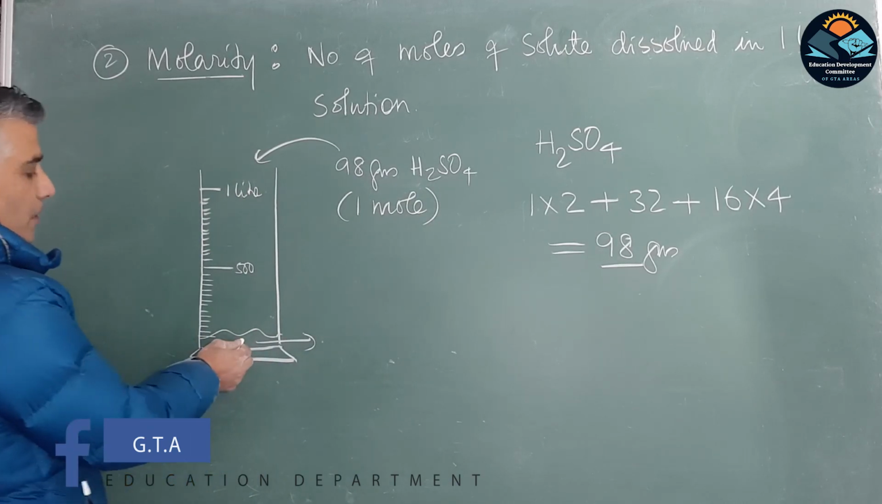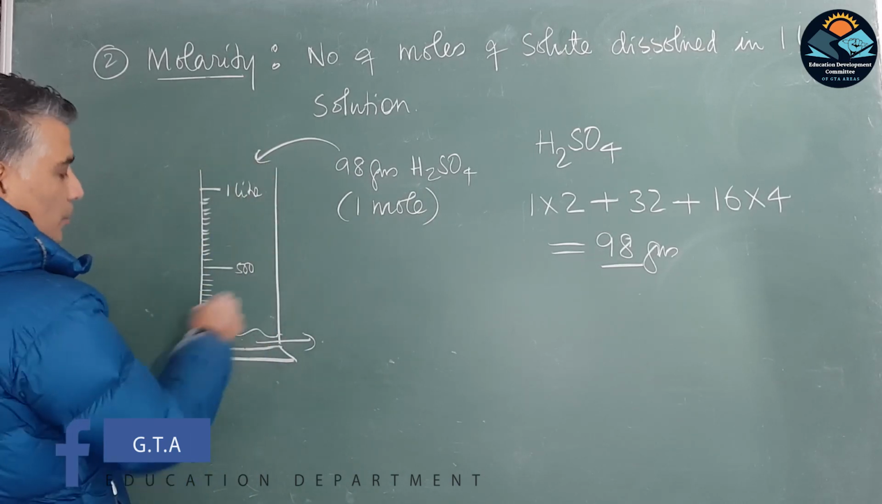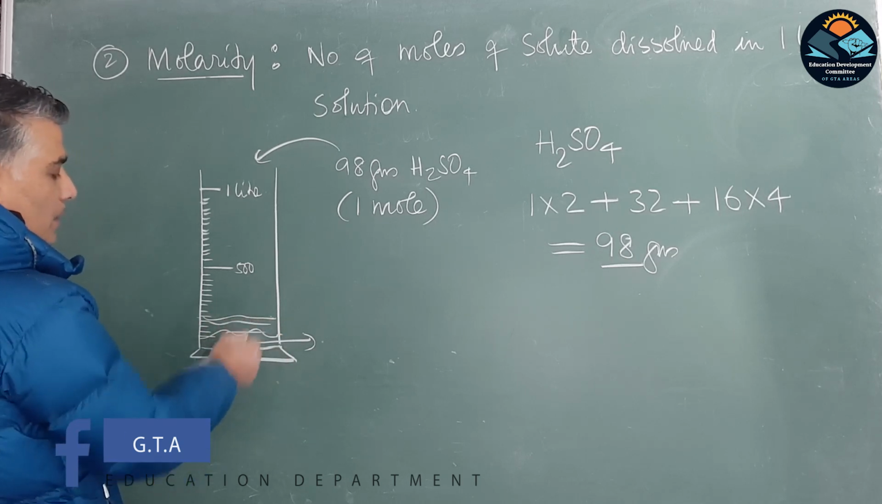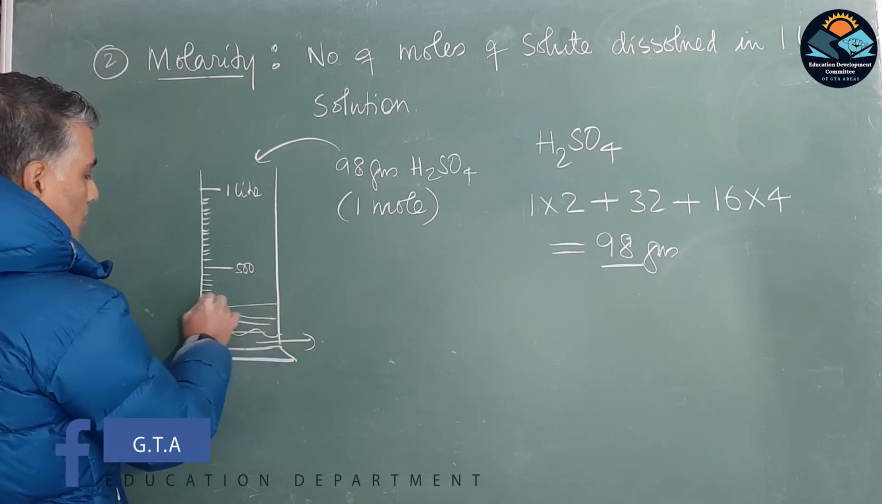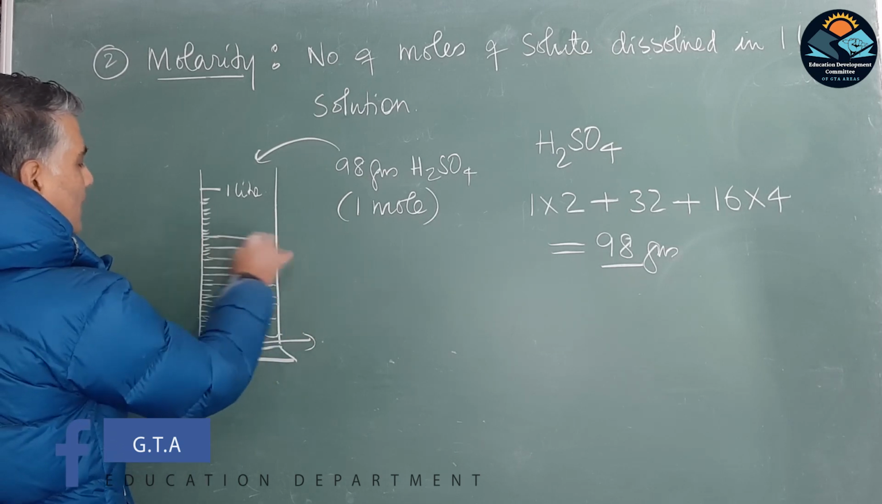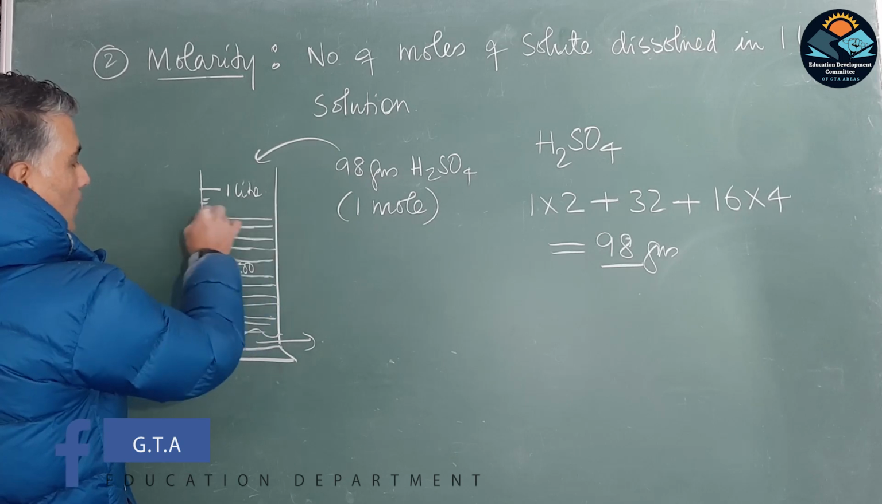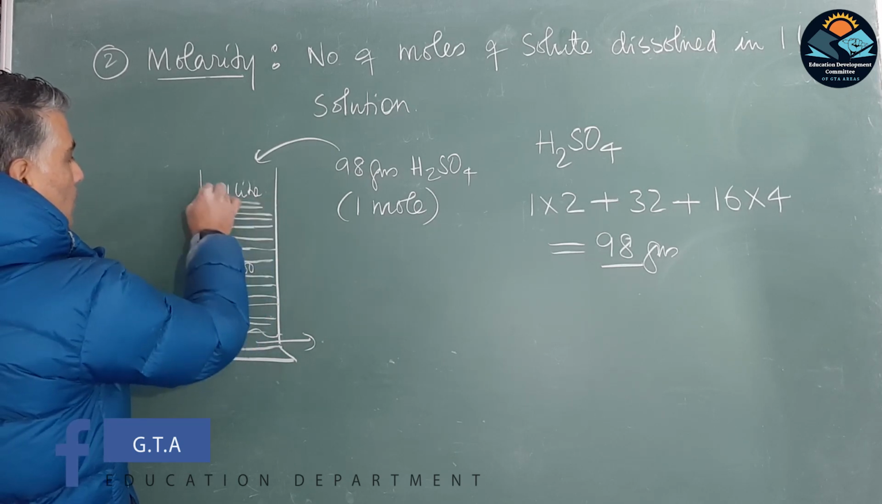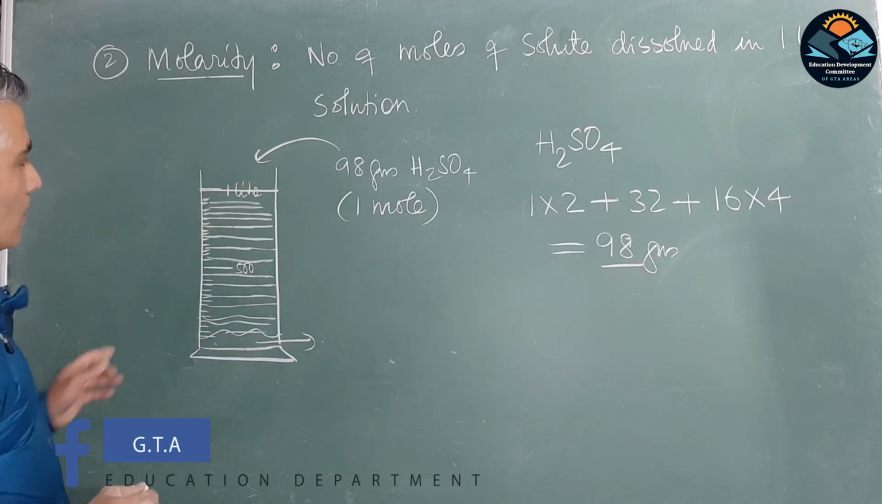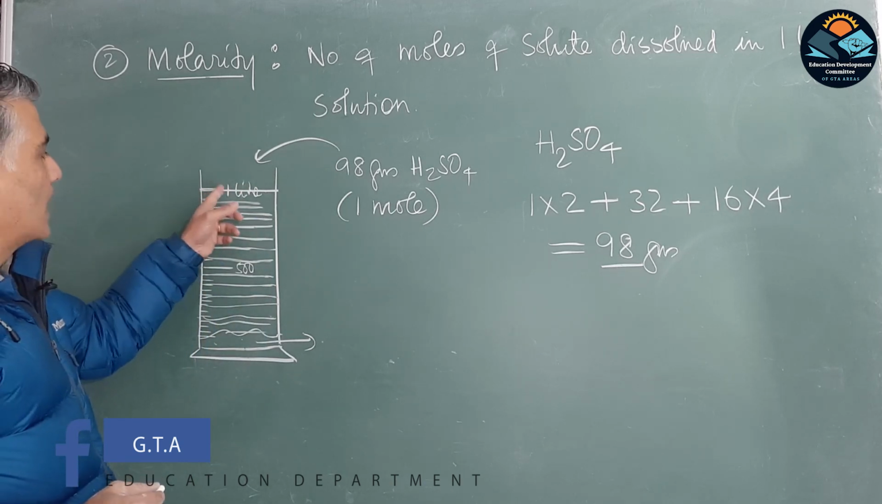Now, after adding sulfuric acid, I'll start adding water to it. So I'll add water now. That means water and sulfuric acid are getting mixed. So it's a solution of sulfuric acid and water. If you keep on adding water, the volume will come up to this. After that, I'll stop adding water because the volume has reached 1 liter.